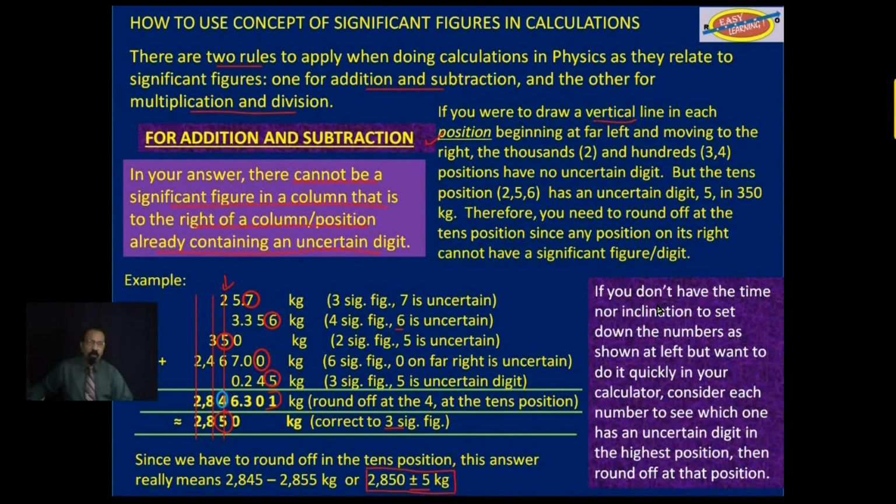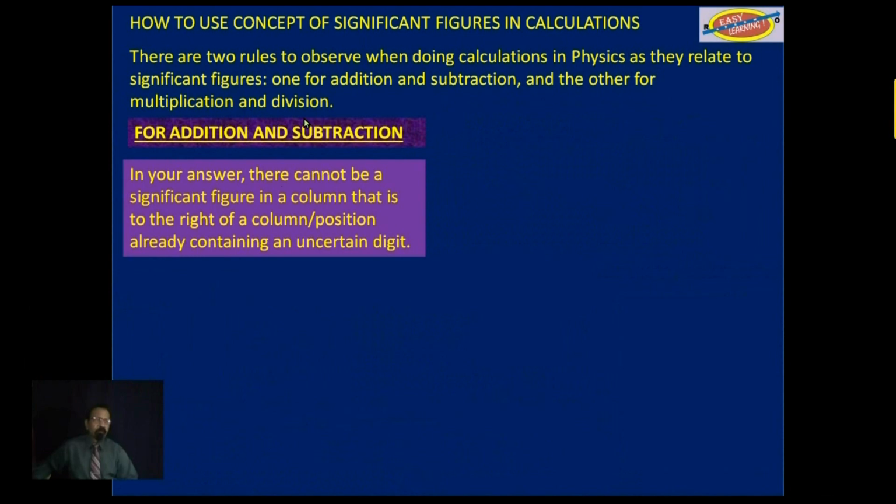Now, if you don't have the time nor the inclination to set down the numbers as you see on the far left, and you want to do it quickly on your calculator, consider each number to see which one has an uncertain digit in the highest position, then round off at that position. If you look at these numbers over here, the uncertain digit in the highest position is this 5, and it is in the tens position. So even if you use your calculator to do this, when you write down your answer, you know you have to round off at the tens position, and then you round off as you see here. Now that's for addition.